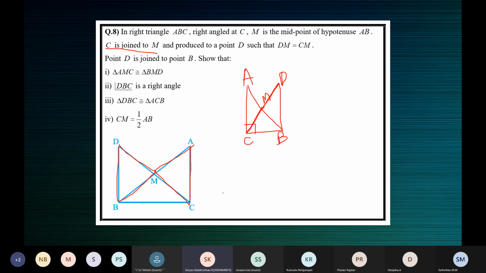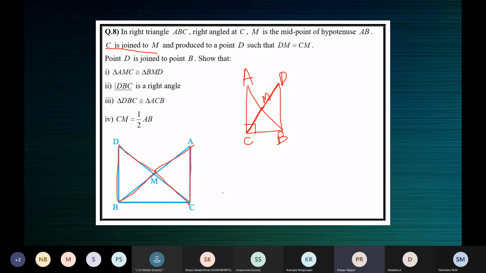I'm using SAS. Yes, Pranav, tell me the first equality. You must write an angle is equal to another angle, or a side is equal to another side. M is the midpoint.